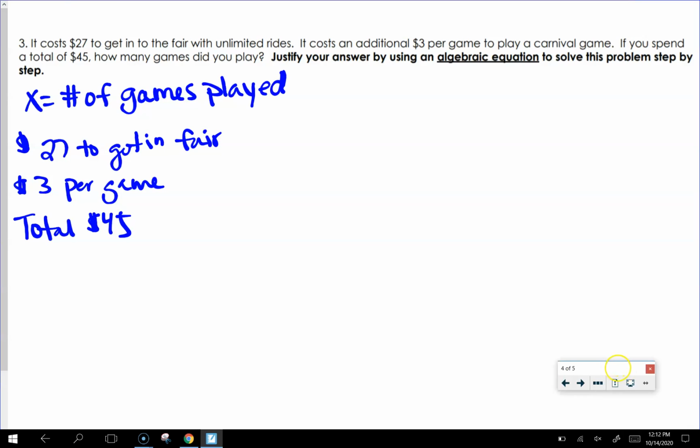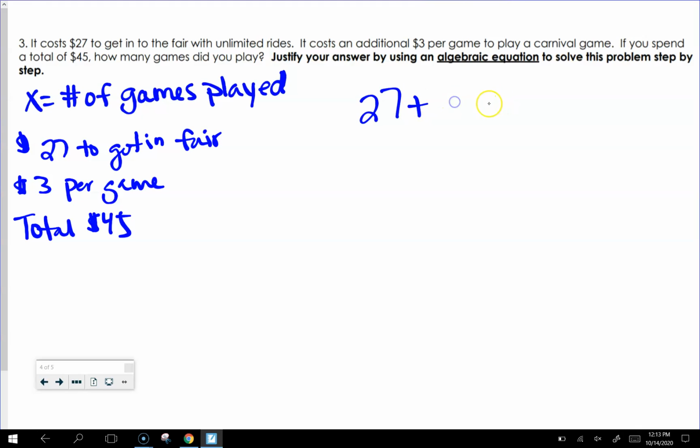So how do you want to start off your equation? 27, all right. Sure, if you want to. Almost. I agree with almost everything you said. 27 plus 3. There we go. Good. So $27 plus $3 per game equals the $45 I have. Okay. So then we can solve for x to figure out how many games I can play.